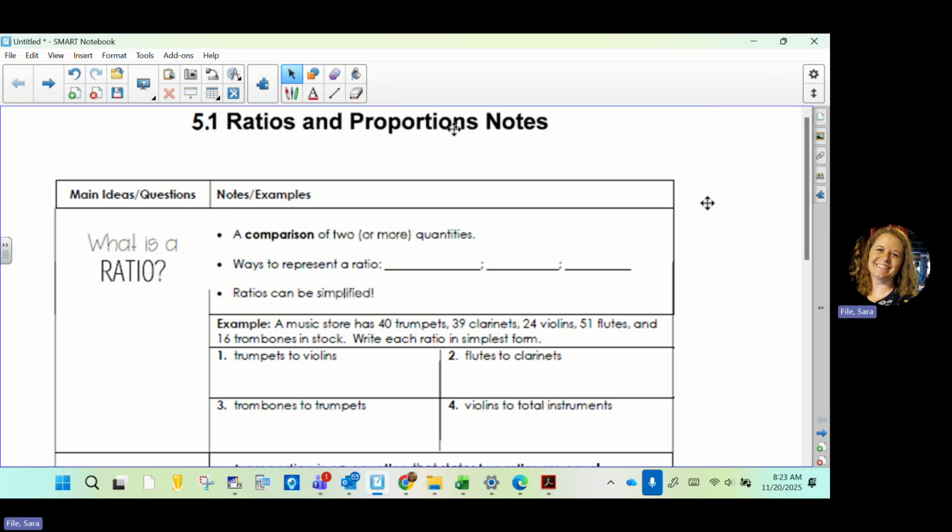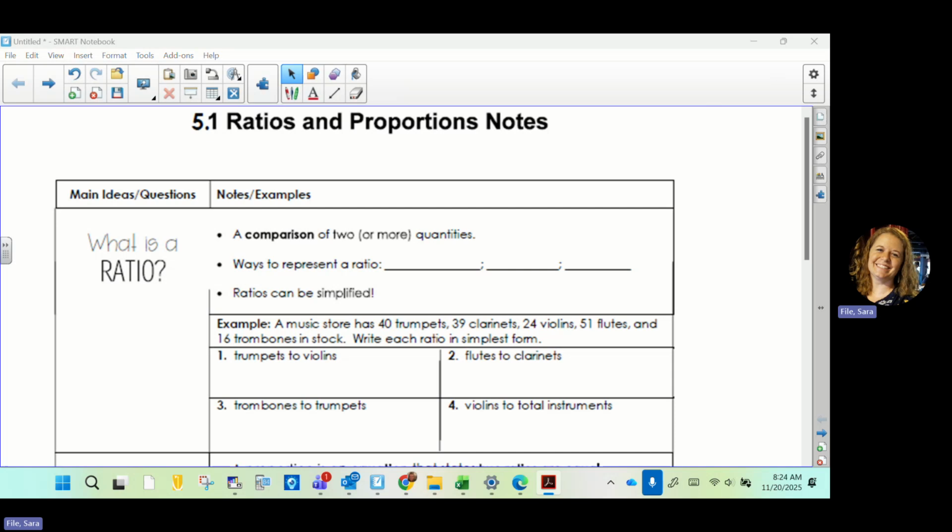Okay, ratios and proportions are not a new topic. This is a topic we are refreshing on to get ready for our new topic. So first of all, let's refresh on what a ratio is. A ratio is a comparison of two or more quantities, two or more values.